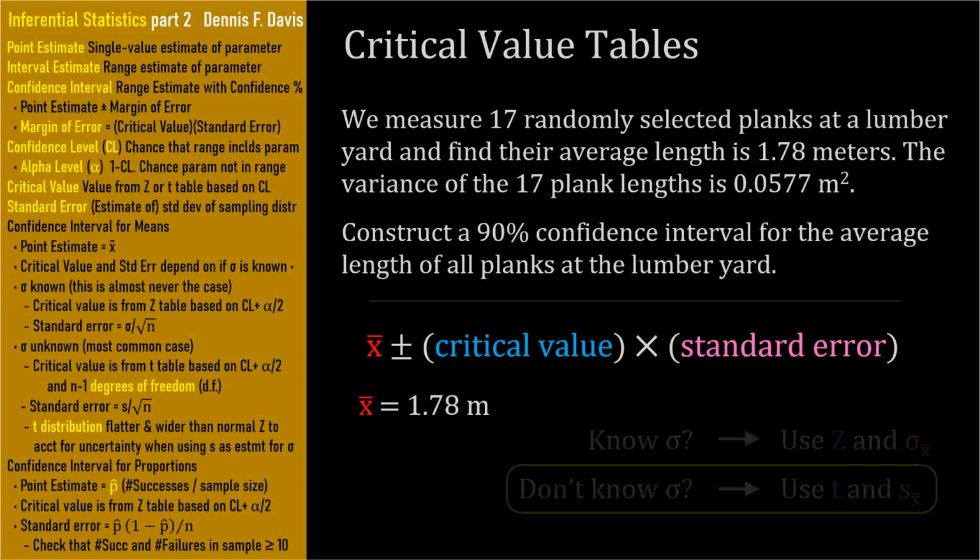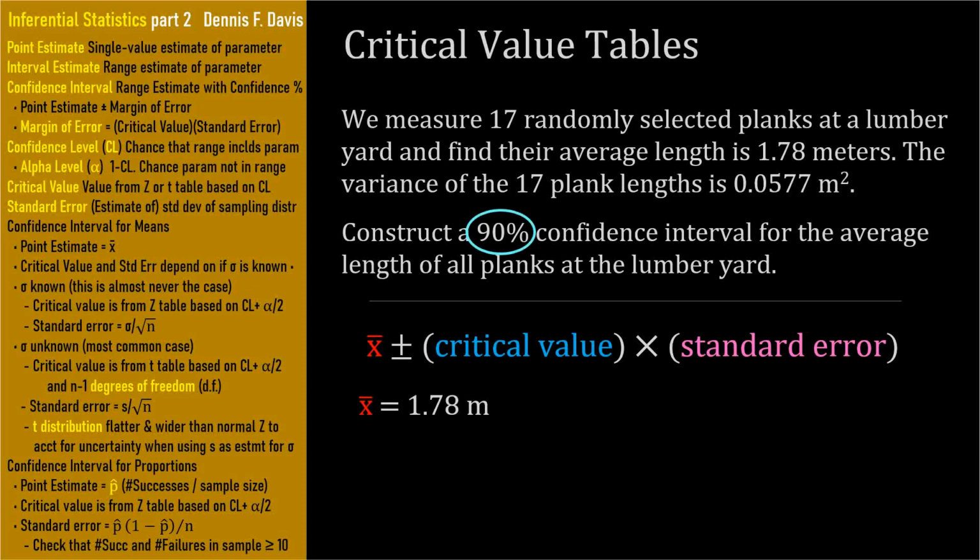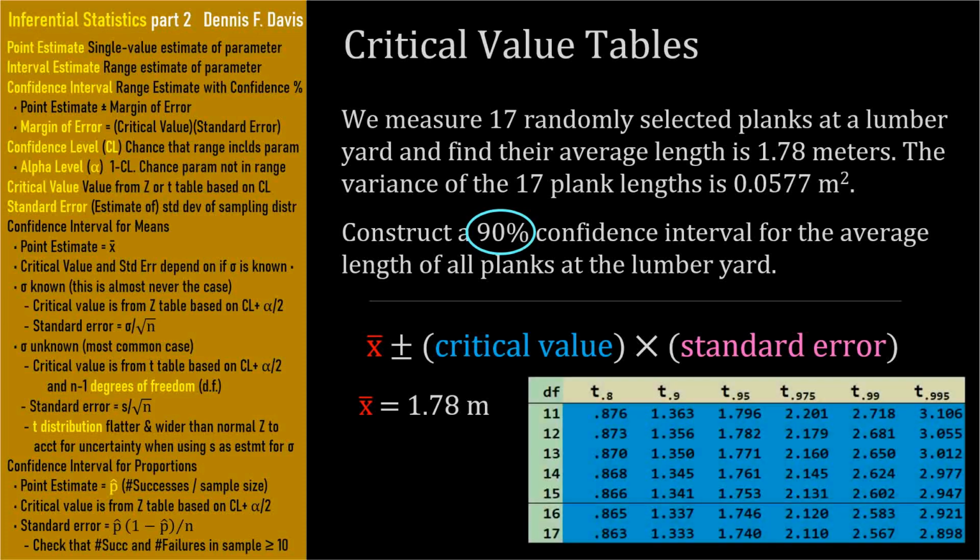Let's find the critical t value. The confidence level we were told to use is 90%. So the cumulative probability adds one tail of 5%, so the probability we'll look up is 95%, t sub 0.95. The degrees of freedom is the sample size minus 1, so 16. We get 1.746.